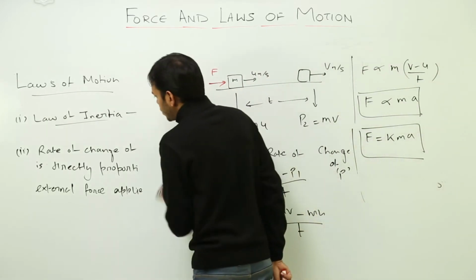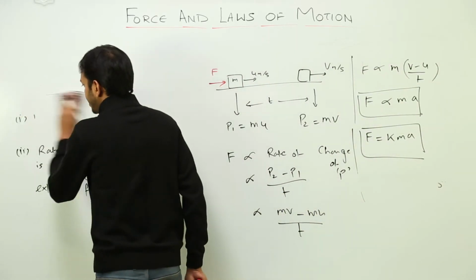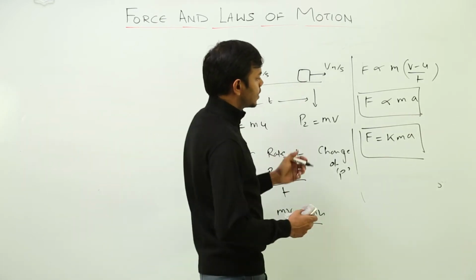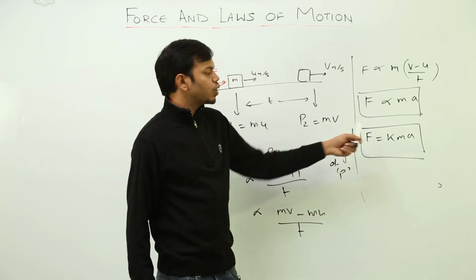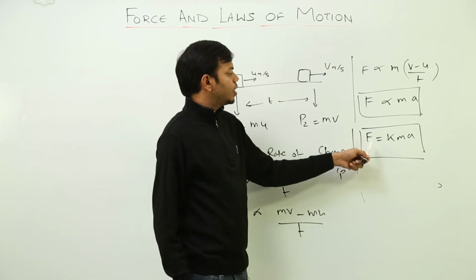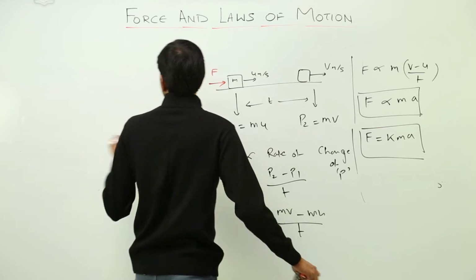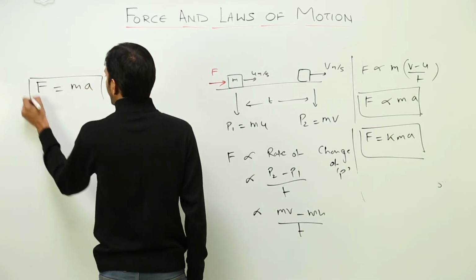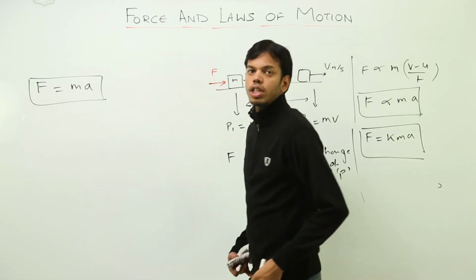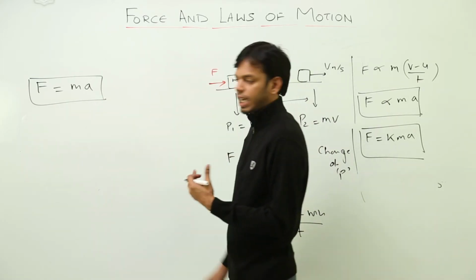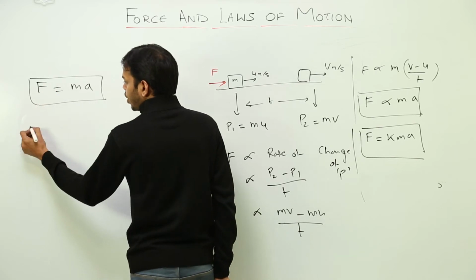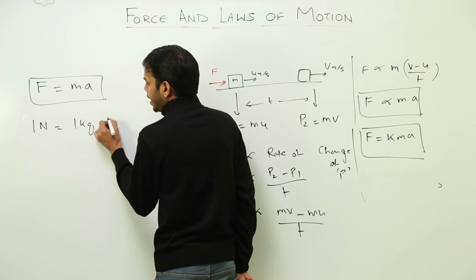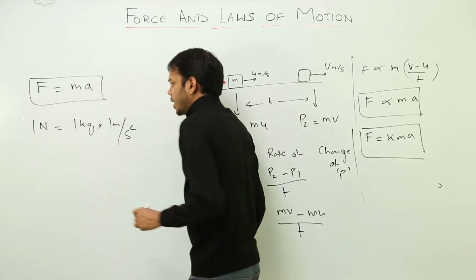So okay, I leave that and I write it here. I just told you that in the SI system, the SI unit of force is chosen in such a way that the constant's value comes out to be 1. So force is mass into acceleration. This is the final format of Newton's second law. This is the expression which we have derived from the second law, where the SI unit of force is called newton. 1 newton is 1 kg into 1 meter per second square.